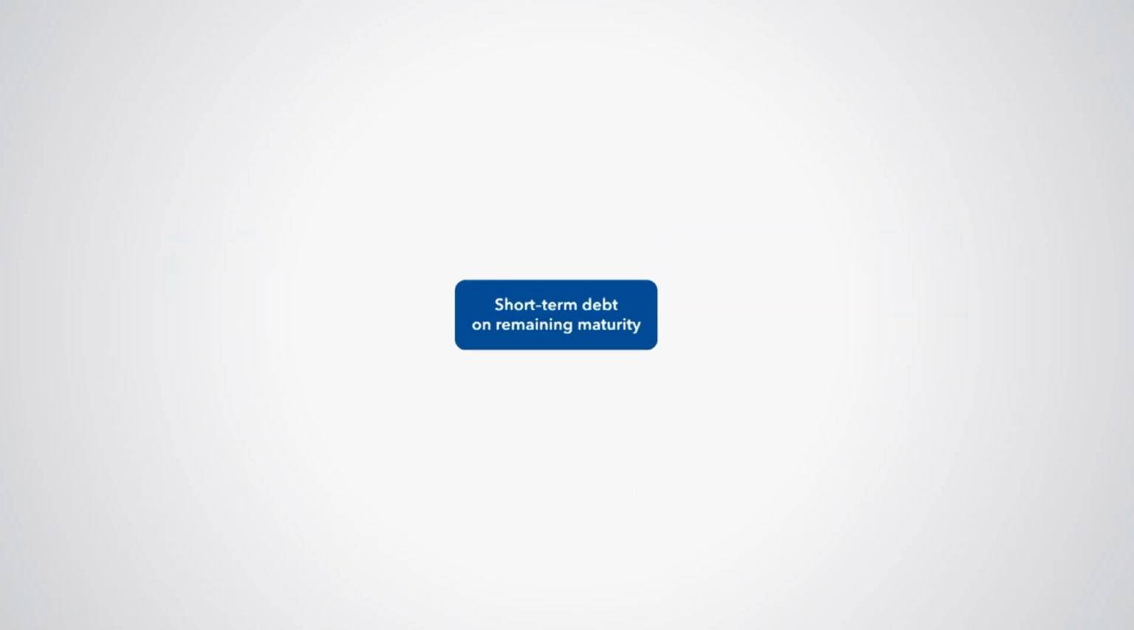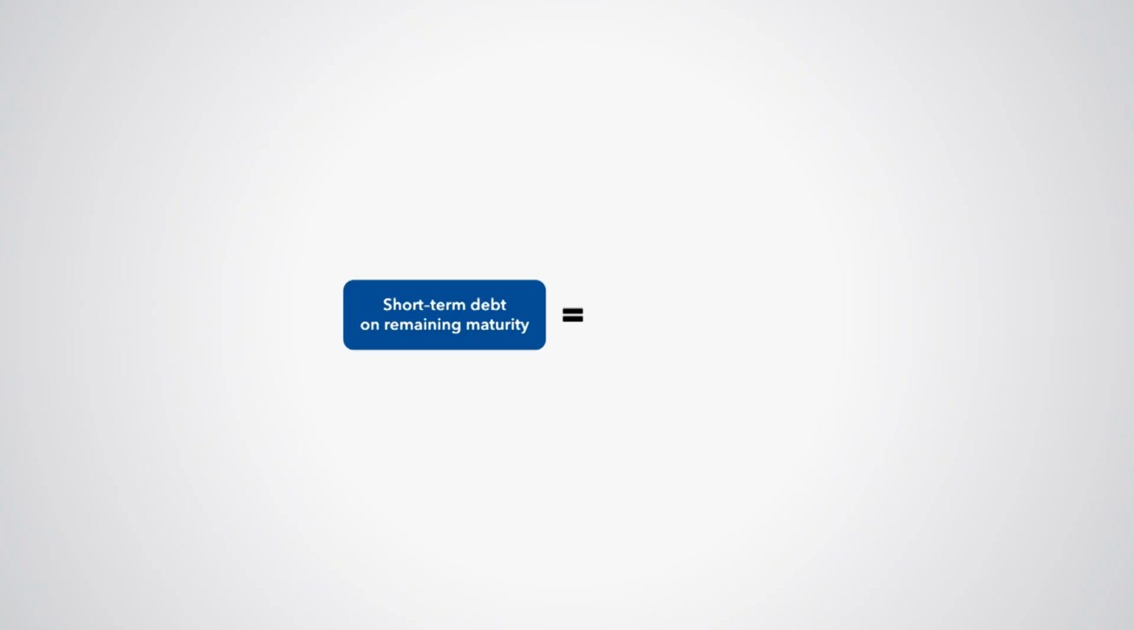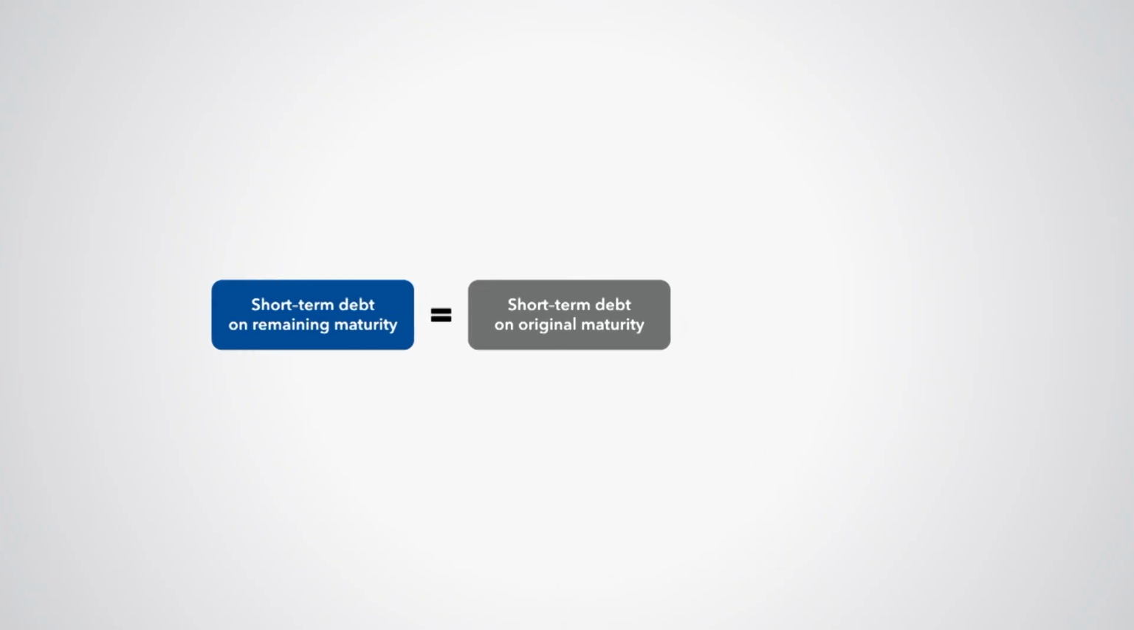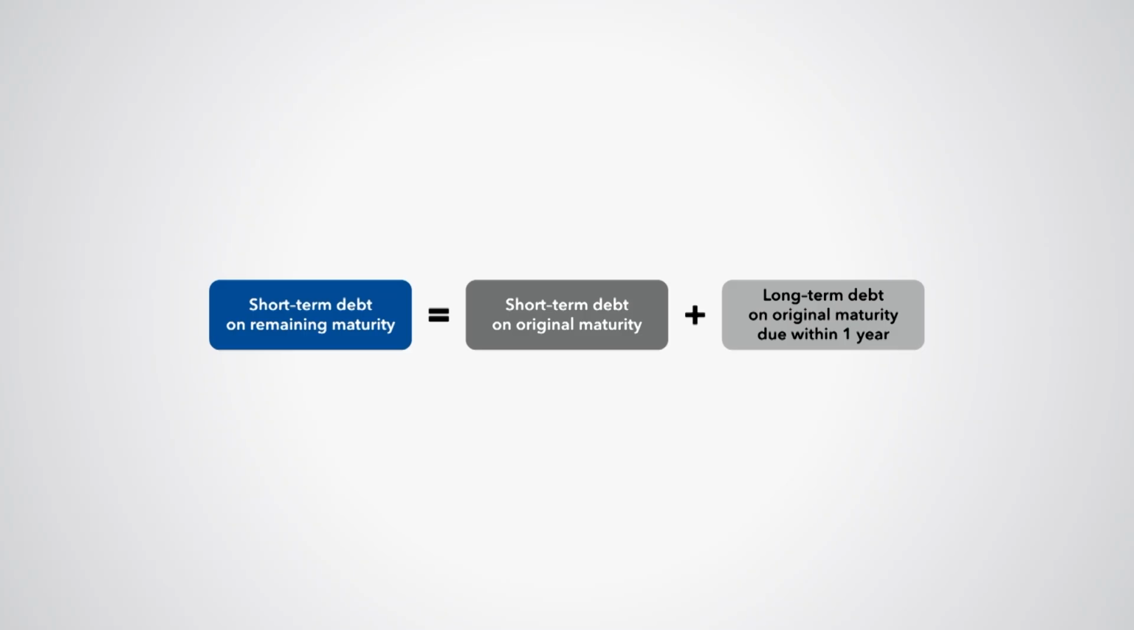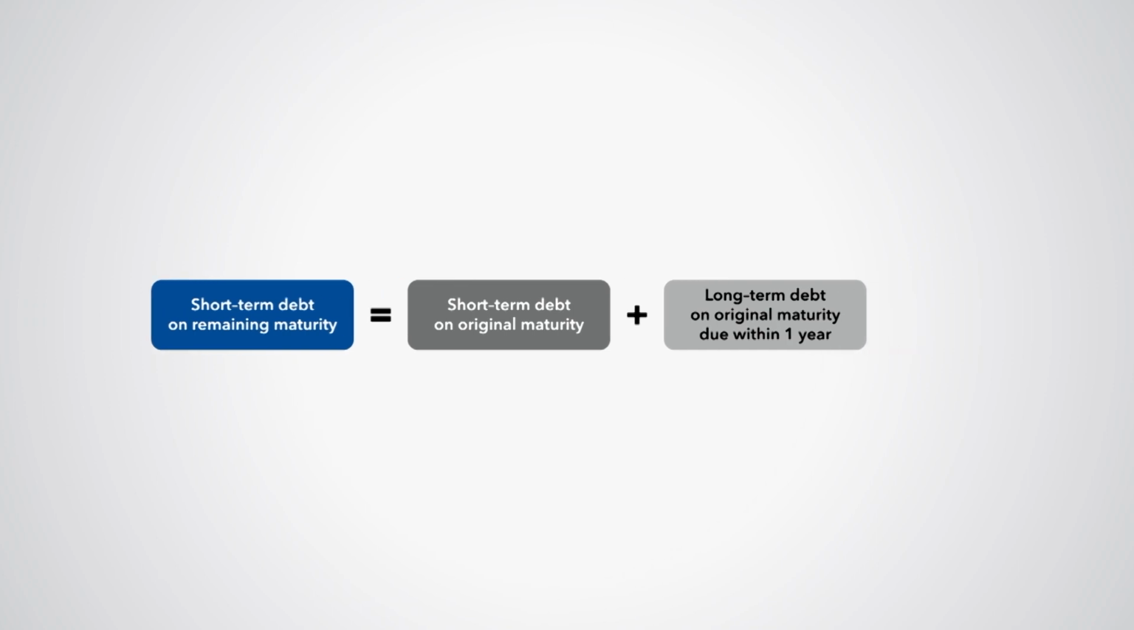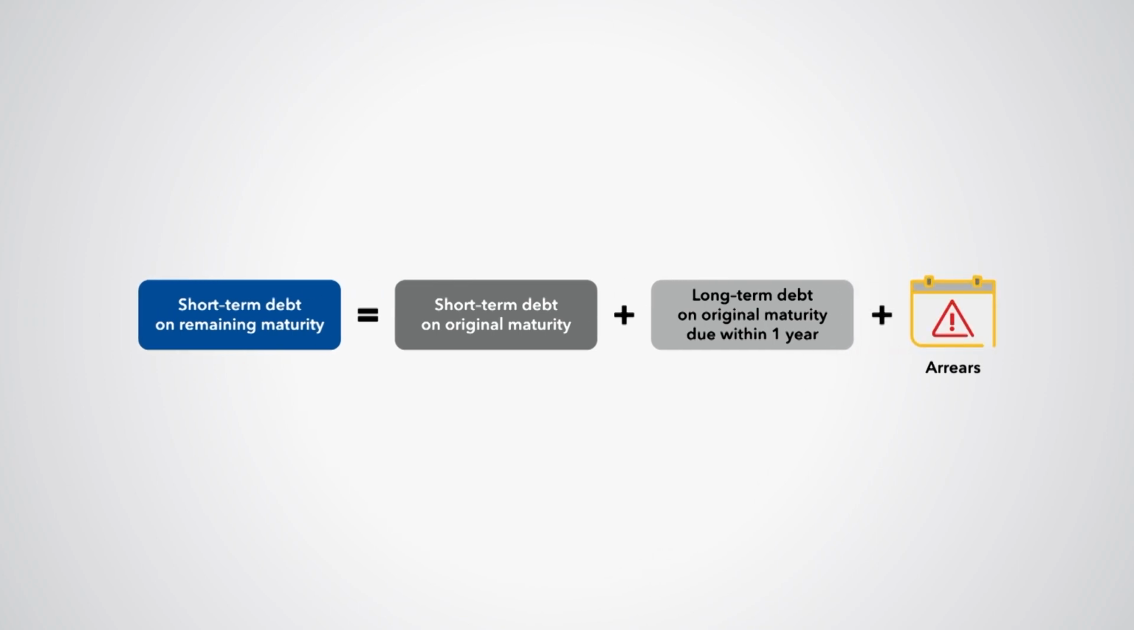Short-term debt on a remaining maturity basis can be calculated by adding short-term debt on an original maturity basis plus long-term debt on an original maturity basis that is due within 1 year. Short-term debt on a remaining maturity basis also includes all arrears.